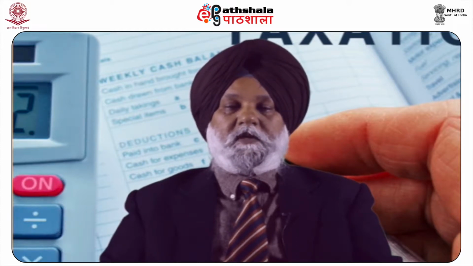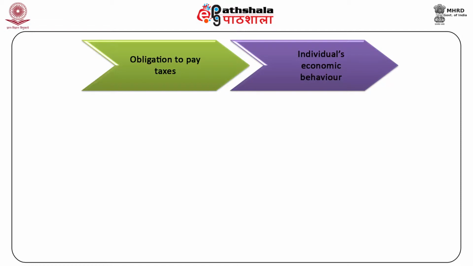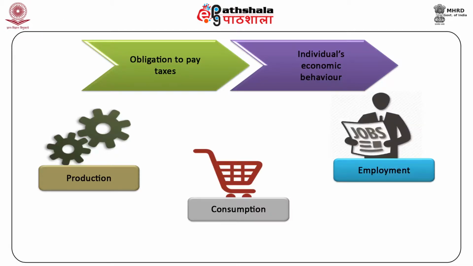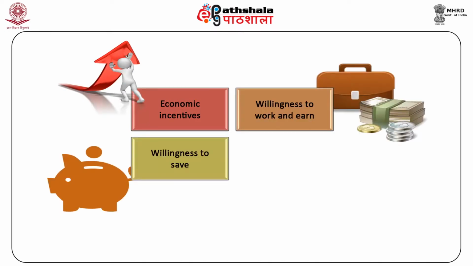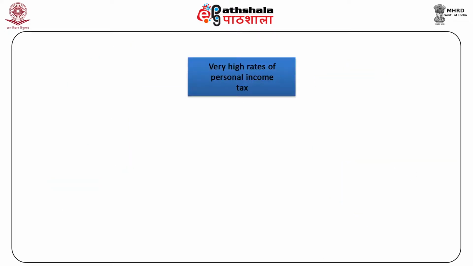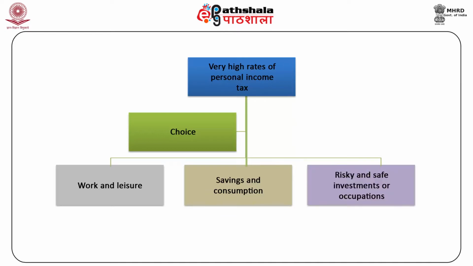state legislature. Taxes are imposed to ensure the applicability of the rule of equity, but should be based on the principle of ability to pay tax. The ability to pay of an individual depends upon the income and the consumption levels. The obligation to pay taxes tends to alter the affected individual's economic behavior as it affects their decisions about production, consumption, and employment. Taxes also affect economic incentives, willingness to work and earn, willingness to save, willingness to take risk, etc. Very high rates of personal income tax can alter the choice between work and leisure, between savings and consumption, and between risky and safe investments or occupations.